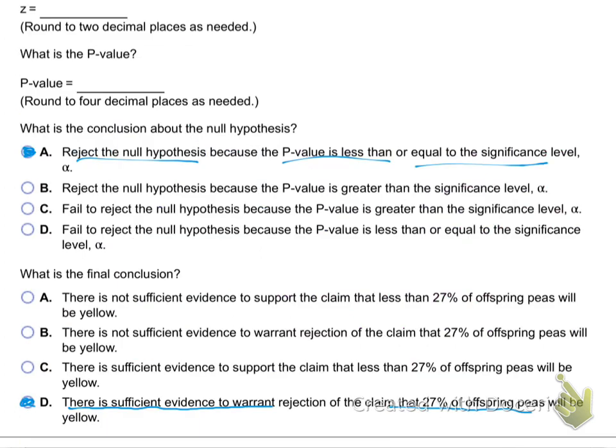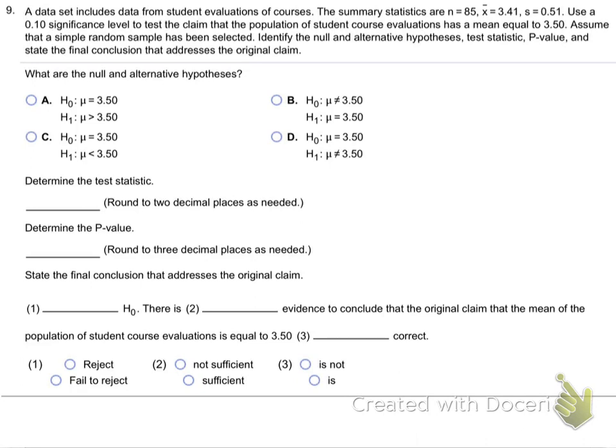So there we go. Okay, so number 9, a data set includes data from student evaluations, of course, the summary statistics, and so on. Use a 0.010 significance level to test the claim. There's the claim. That's always the first thing we need. Claim that the population of student course evaluations has a mean. Now we're talking means, not proportions. See how they're all mu? That's what's different here now. Claim is that the mean is equal to 3.50.